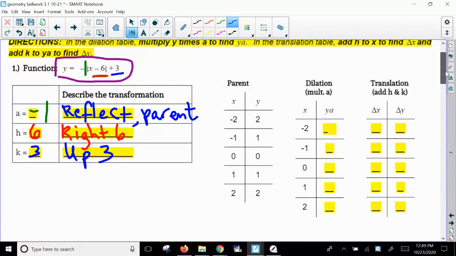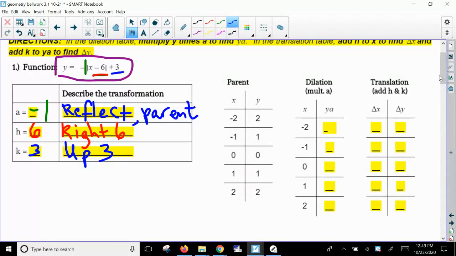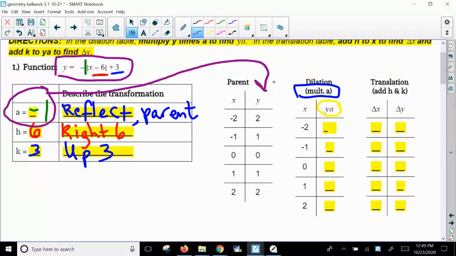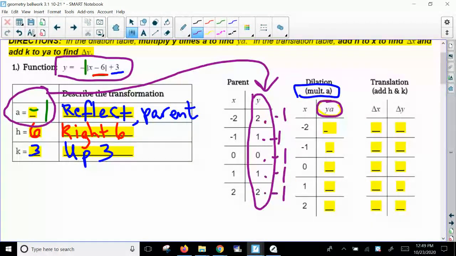Now, the first table, the dilation table. For the dilation table, notice it says multiply A. Okay? Right here, for YA, we are going to take, let me change colors. Here's A. We're going to multiply A times all of these Y values in order to get YA. All right? Since A is -1, we're multiplying all of these by -1 times -1 times -1. And that's going to give us YA.